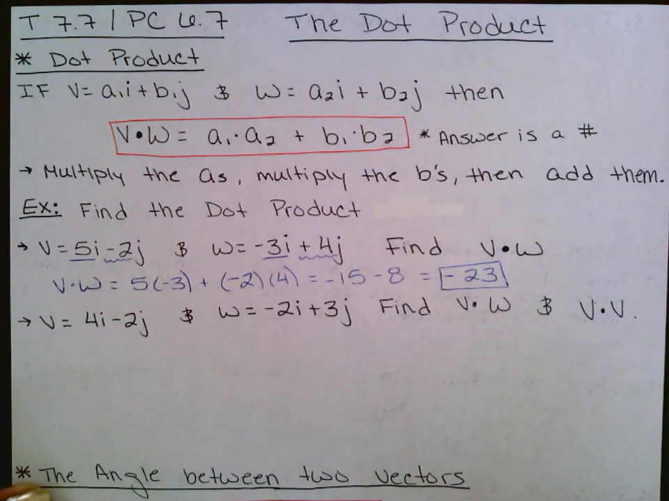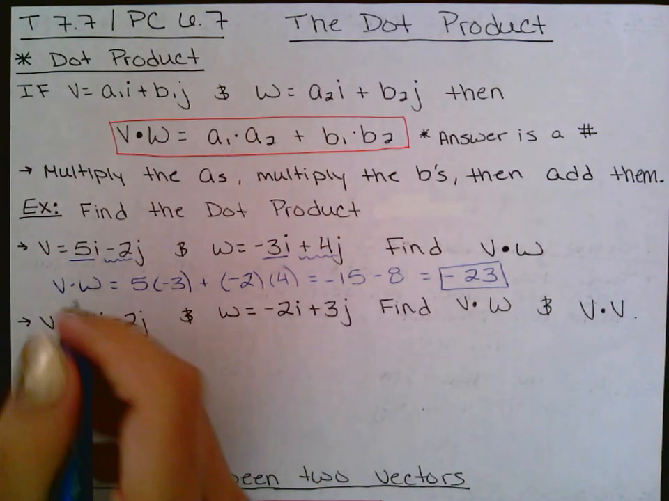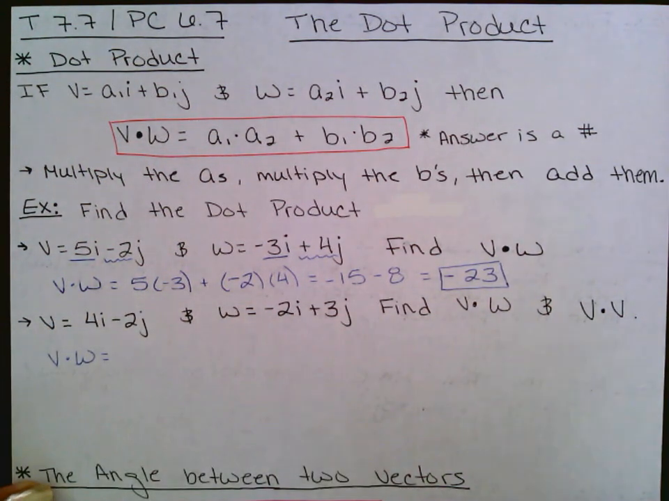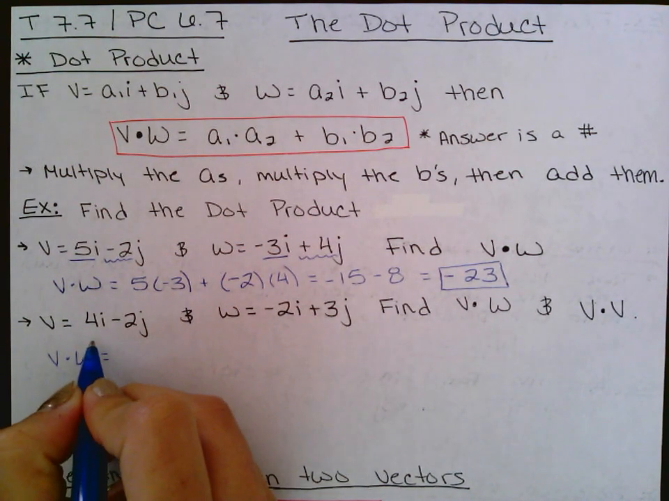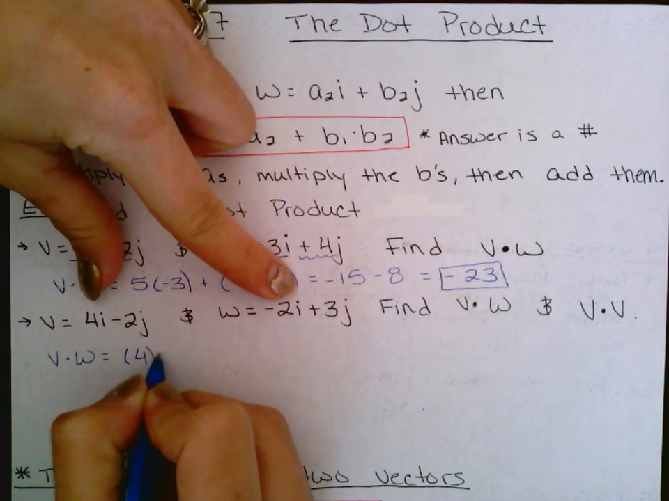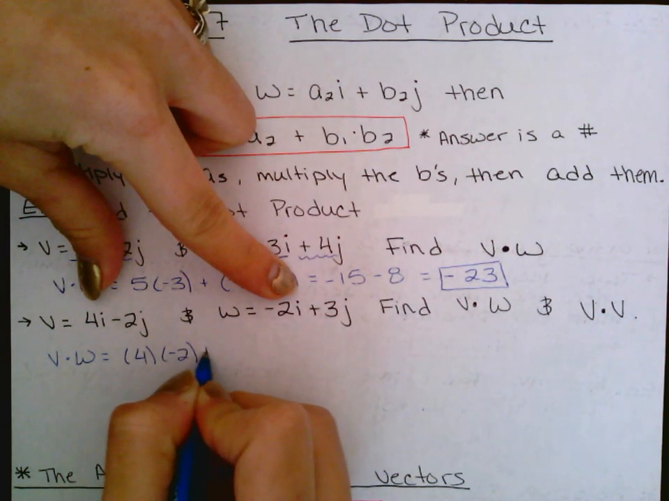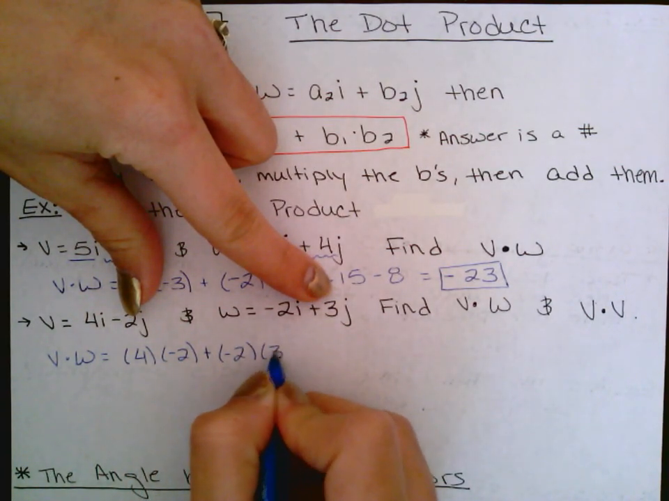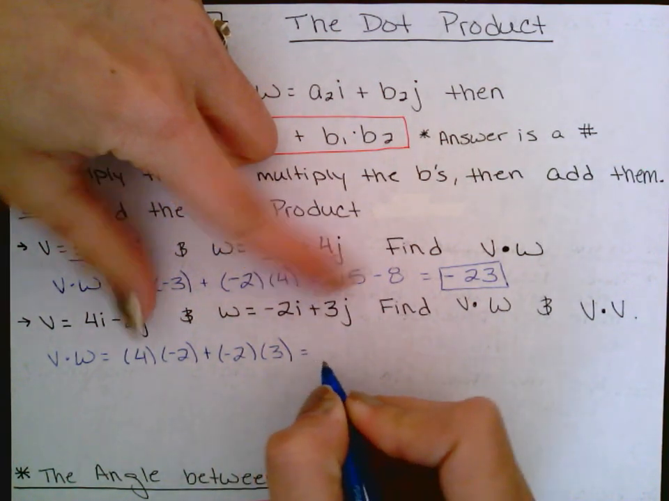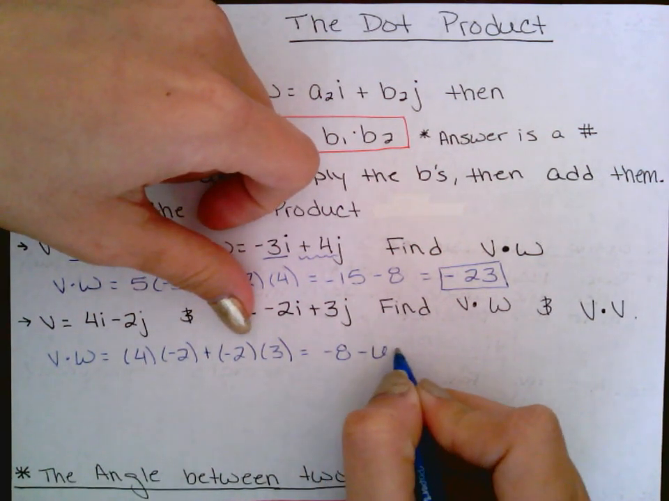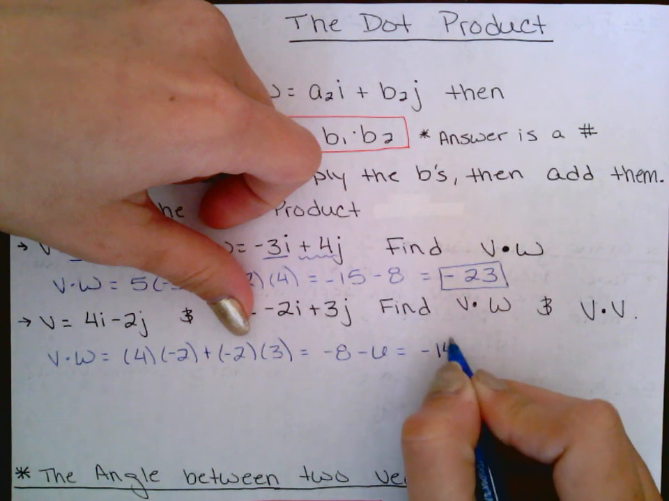Okay? I'd suggest you try and pause the video and try these two on your own. So the first one says v dot w. Same as what we did on the last question. So here I'm going to take the two numbers in front of the i's and I'm going to say 4 times negative 2 plus the two numbers in front of the j, negative 2 times 3. Okay? And now I end up here with negative 8 and here with a negative 6, which gives me negative 14.